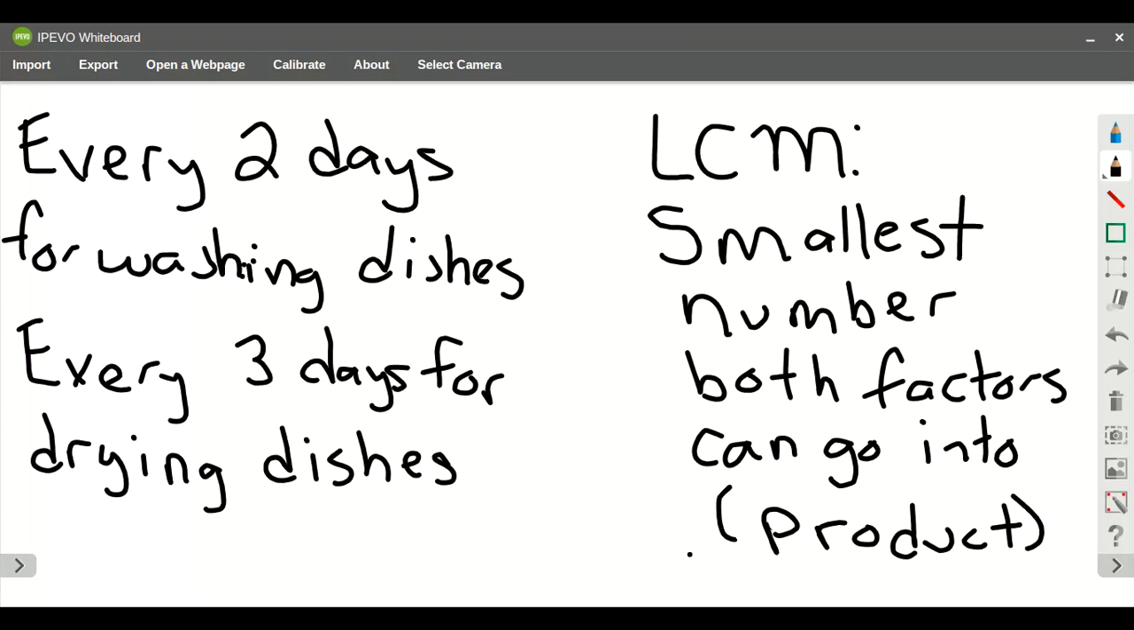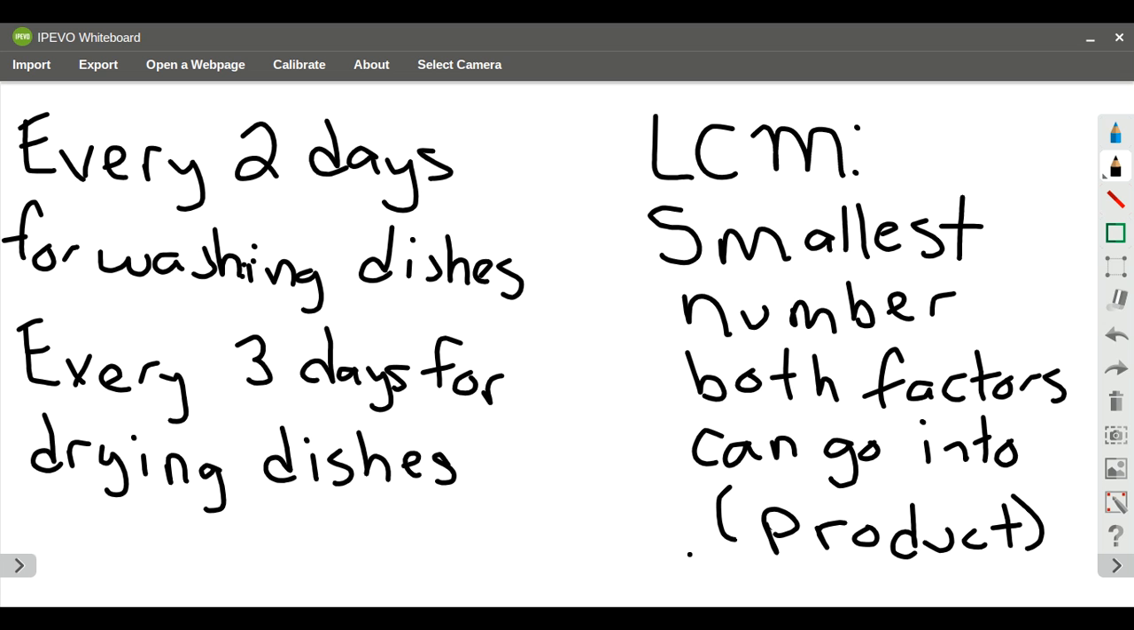Today's lesson, we are going to be finding the least common multiple of two numbers by using prime factorization. And so when we talk about what least common multiple, or LCM, is, it's the smallest number that both factors can go into. So essentially, it's a product of the two values and another factor. So it may not be 2, it may not be 3.